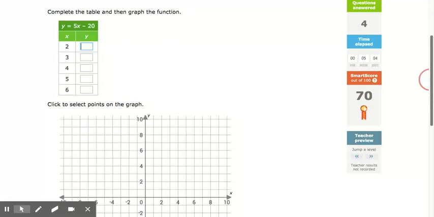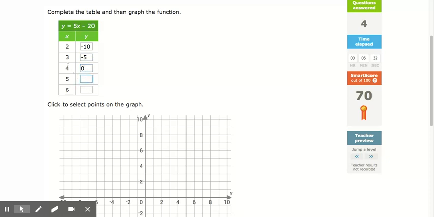So here again, we have another one where we have to put in the 2. So 5 times 2 is 10. 10 minus 20 is negative 10. I put in the 3. 5 times 3 is 15. 15 minus 20 becomes a negative 5. Now 4. 5 times 4 is 20. 20 minus 20 becomes that 0.